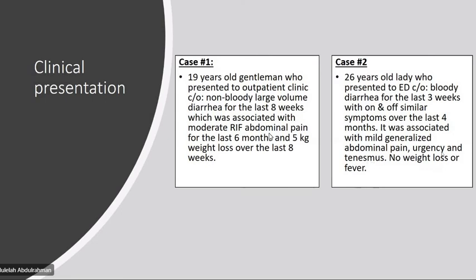Urgency and tenesmus, we call them outflow symptoms. Urgency means the patient has the urgency to rush to the washroom. Some of them might end up with fecal incontinence because they have an incident. And tenesmus is the sense of incomplete evacuation after emptying. So this usually reflects a rectal involvement, and we tend to say rectal involvement is more common in UC, and the presence of blood as well.